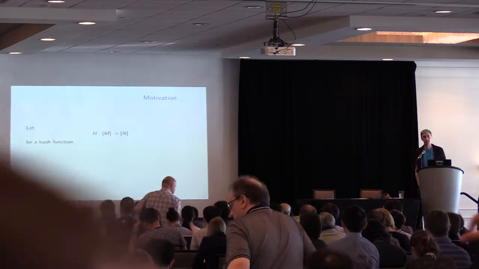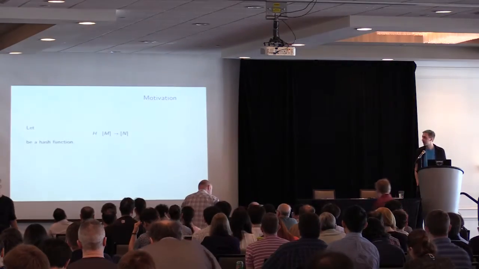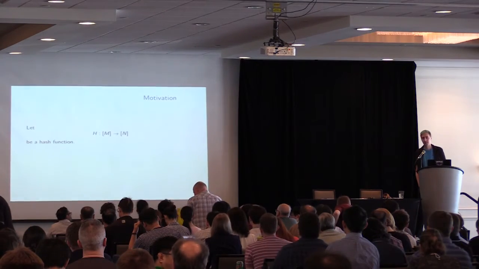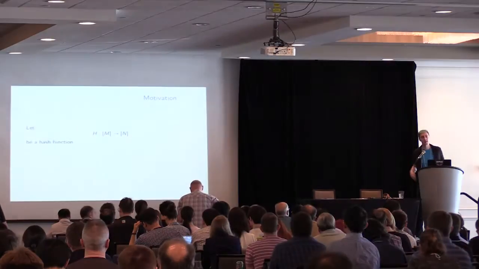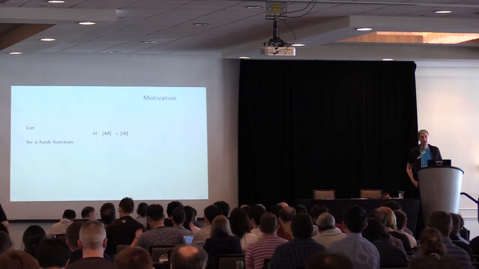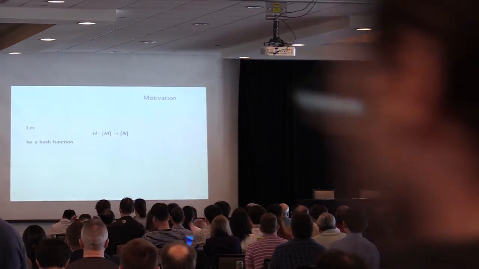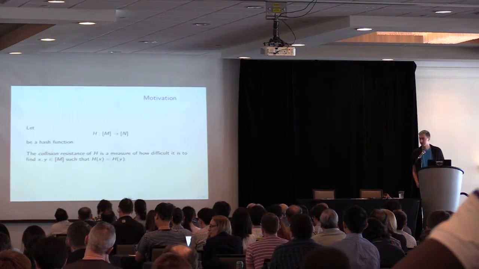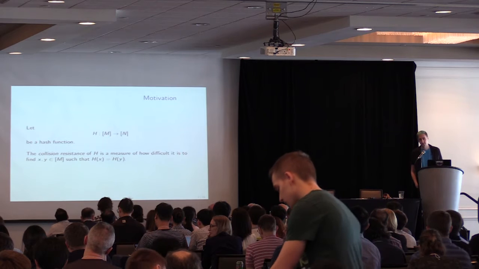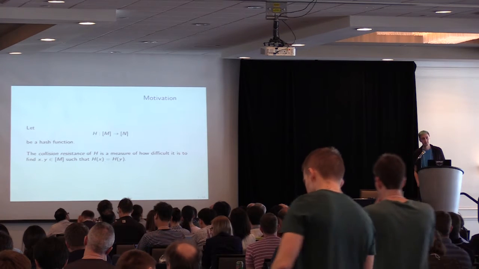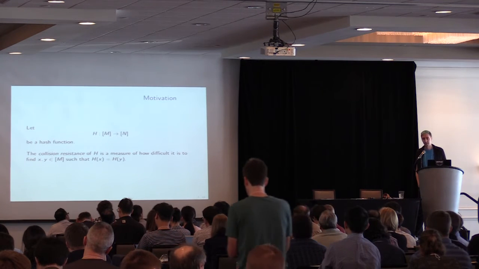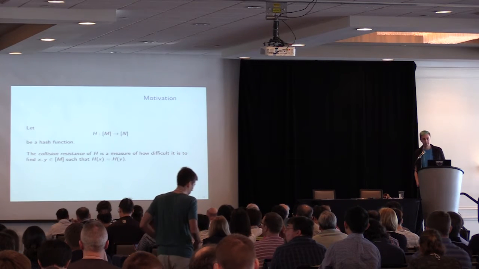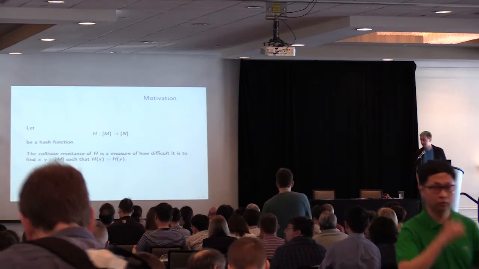So, sometimes in cryptography we like hash functions, and in this talk, the domain of a hash function is always going to be represented by m, or its size is going to be m, and the codomain is going to be represented by n. And sometimes we want these hash functions to be collision resistant, which is to say that we don't want to be able to find two things in the domain that map to the same point in the codomain. So we want to be able to estimate how difficult it is to do exactly this.